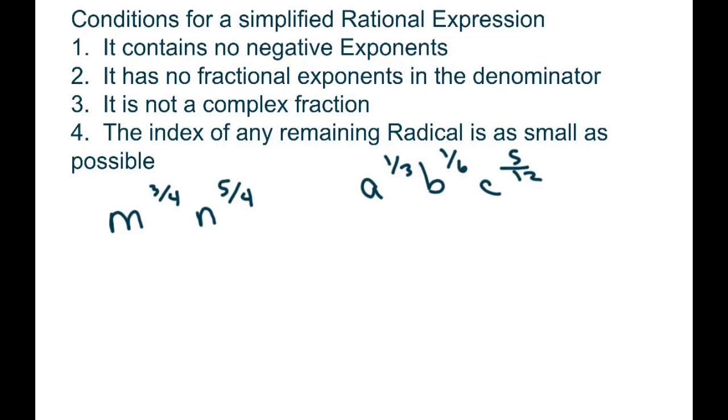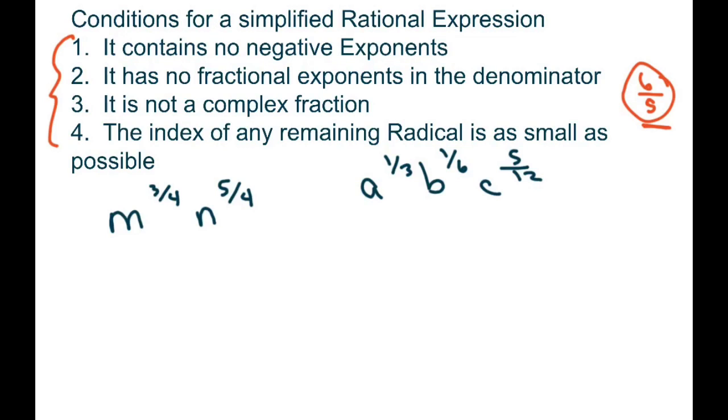One, we're going to simplify rational expressions. We're going to put them in radical form. And the conditions for simplifying rational expressions are here. We don't want negative exponents. We don't want fractional exponents in the denominator. We want to simplify complex fractions. We don't want a complex one. And the index of any remaining radical is as small as possible. For example, if you have a 6 over 5, that's not small as possible. So we will simplify things like that.